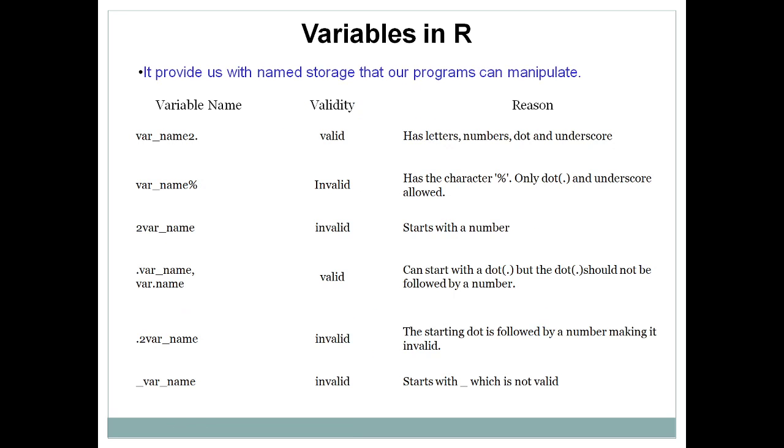So now the next topic is what are variables in R. A variable provides us with named storage that our program can manipulate. See, in order to declare a variable in R, you need to follow various conventions that we'll discuss with the help of this particular example. So here we can take an example so that you will understand how to declare a variable, and what rules you need to follow. So in this case, the first example is var underscore name 2 dot.